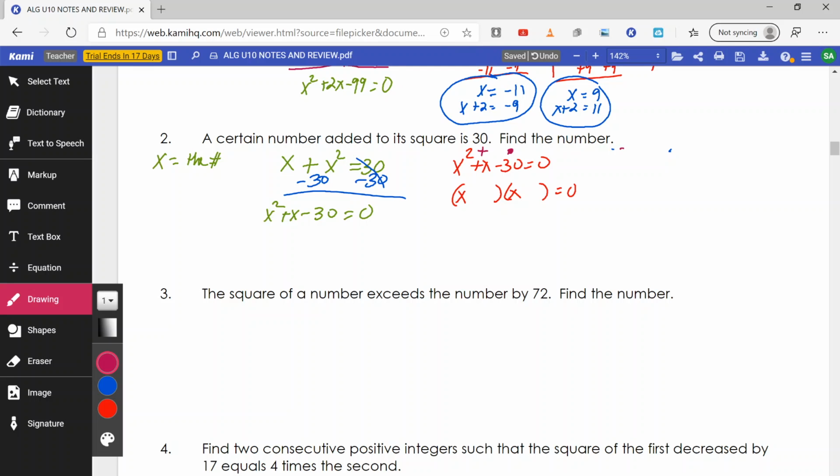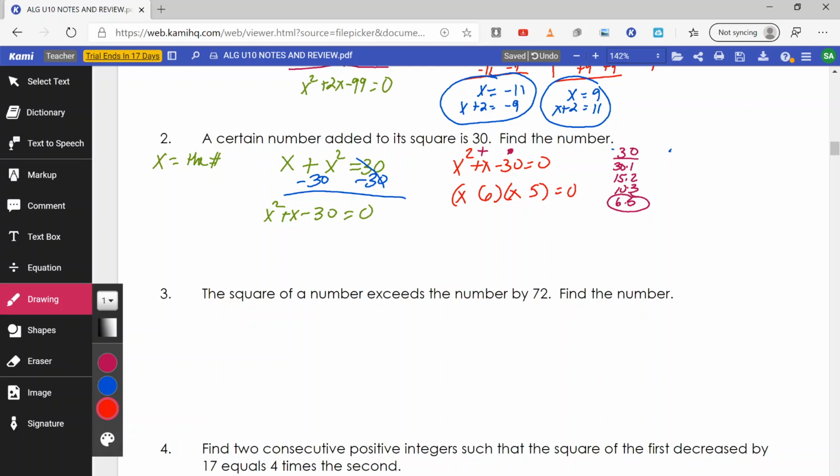So 30 is 30 times 1, 15 times 2, 10 times 3, or 6 times 5. Now going down the line, the only one that would possibly get me 1 is going to be 6 and 5, because 30 and 1 will make 31. If I subtract, I'm not at 1. 15 plus 2 gives me 17. 15 minus 2 gives me 13. 10 plus 3 is 13. 10 minus 3 is 7. 6 plus 5 is 11. 6 minus 5 gives me 1. So that's why I'm picking 6 and 5. I need it to be 1.